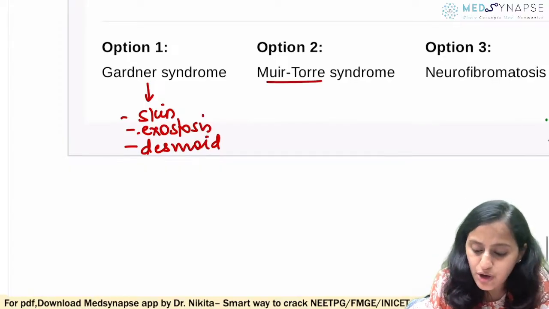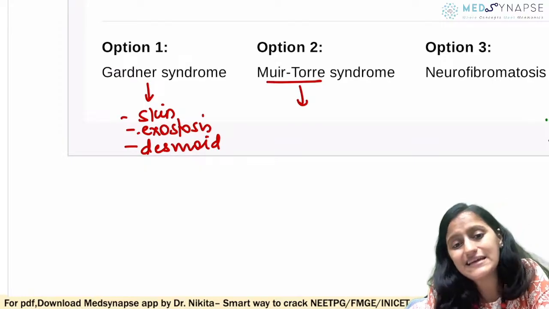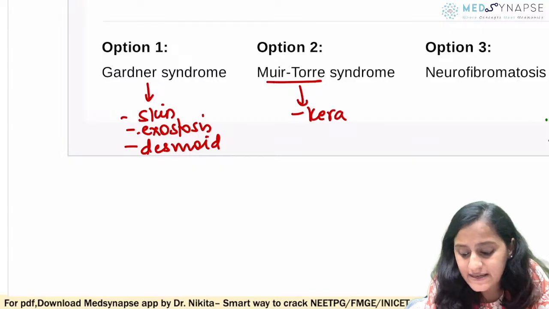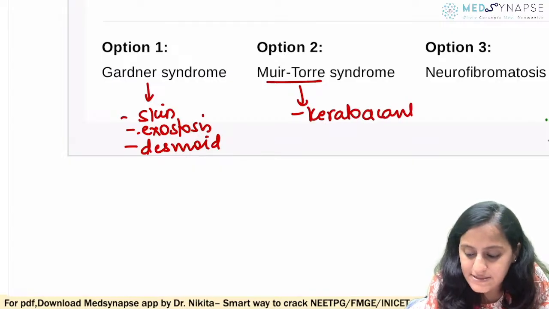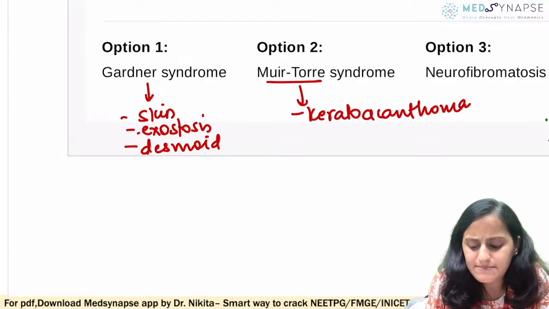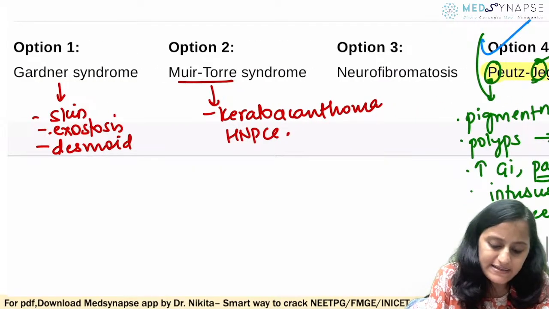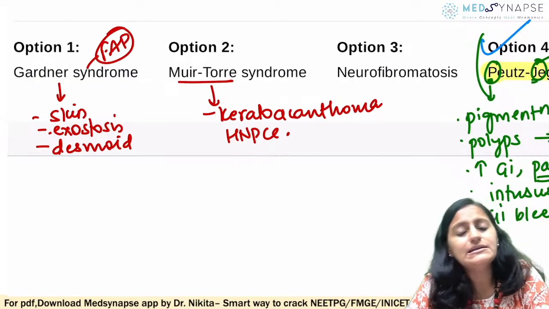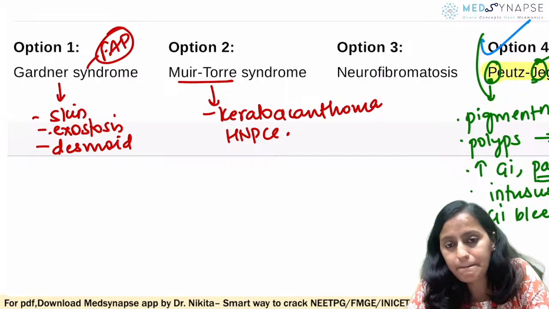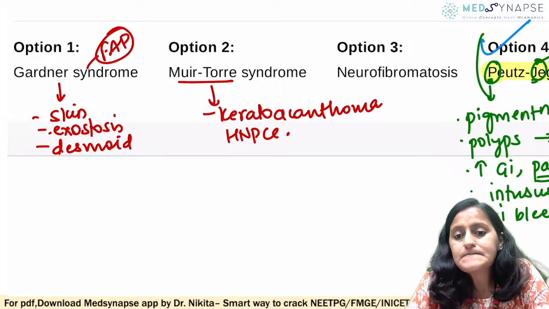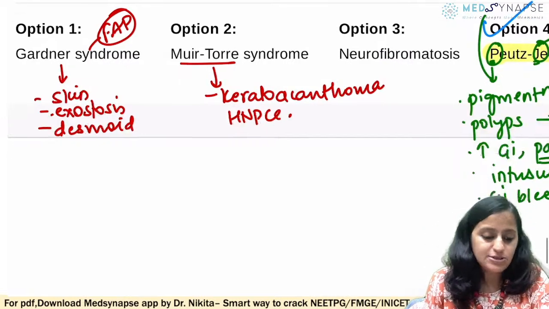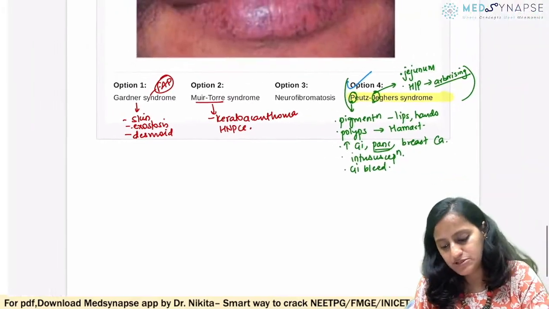Okay, the Muir-Torre syndrome also has skin lesions which are present, like keratoacanthomas. It comes under your hereditary non-polyposis colon cancer. Okay, Gardner syndrome comes under your familial adenomatous polyposis. Clear with everyone? So the answer here is going to be Peutz-Jeghers syndrome.